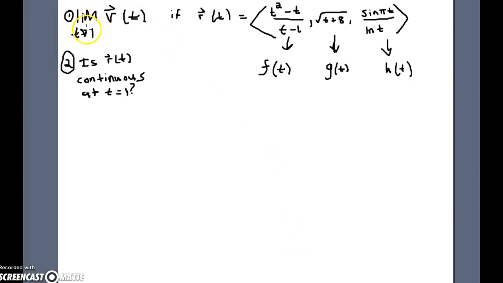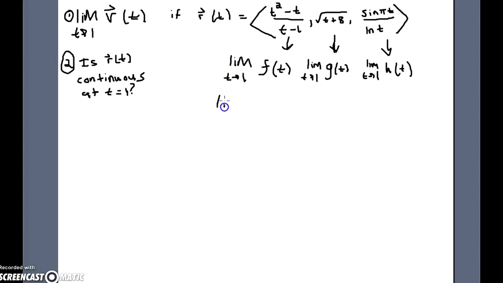So again, the question is, what is the limit of this vector function as t goes to 1? What this is actually saying is, what is the limit as t goes to 1 of each individual function within this overall vector function? So we are finding the limit as t goes to 1 of f of t, which is the x function, the limit as t goes to 1 of g of t, which is the y function, and lastly the limit as t goes to 1 of h of t, which is the z function.